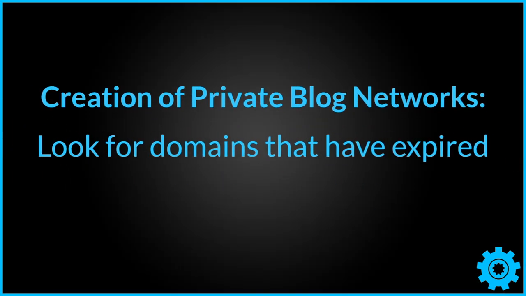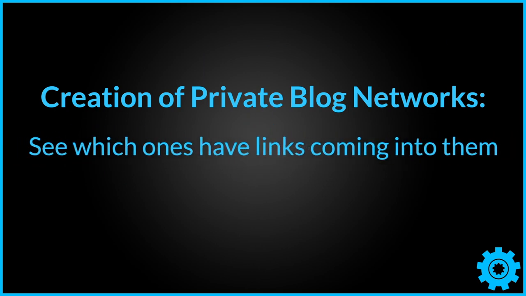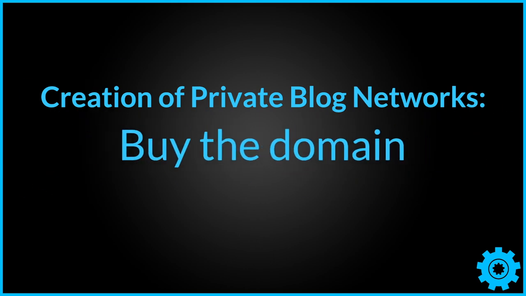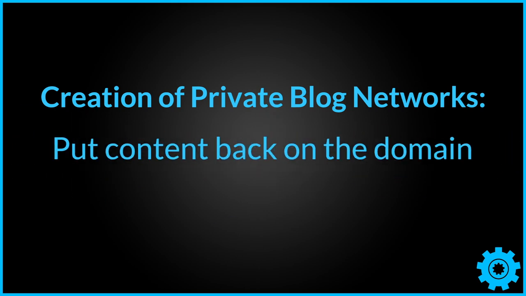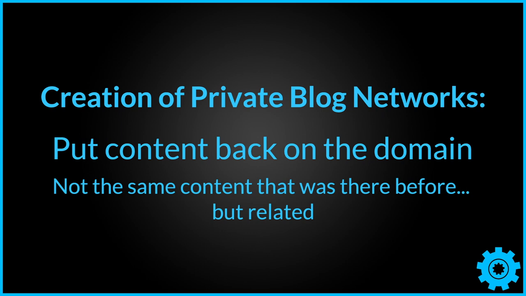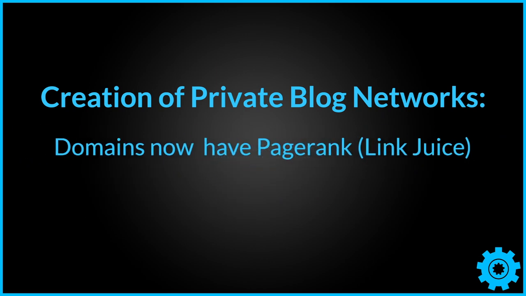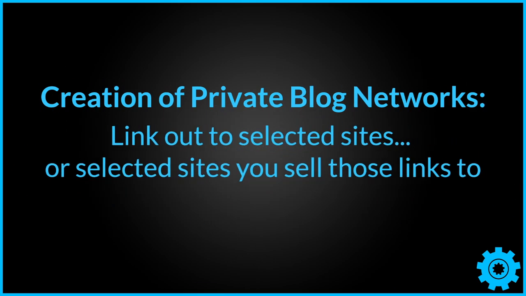What they do is they look for domains that expire, and they monitor when a domain expires, and they see which ones actually have links coming into them. If they have good links coming into them and the domain has expired, they buy the domain. Then they put content back on the domain, typically not the same content that was there before, but related content. In theory, those domains now have page rank or link juice, if you prefer. And you can link out from that to selected sites under your control or selected sites you sell those links to. So that's really what a private blog network is.